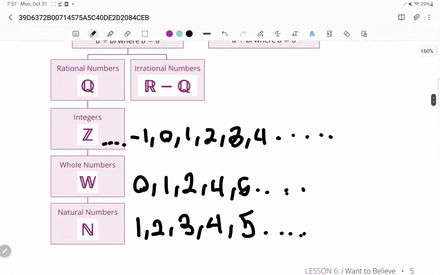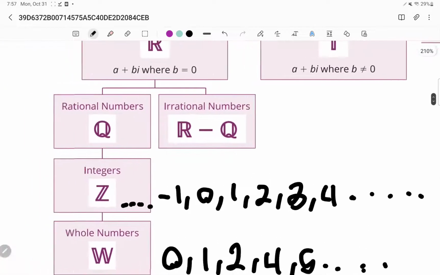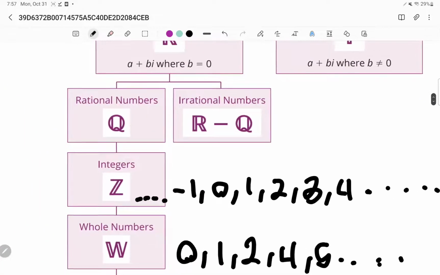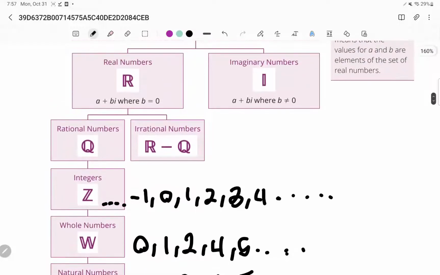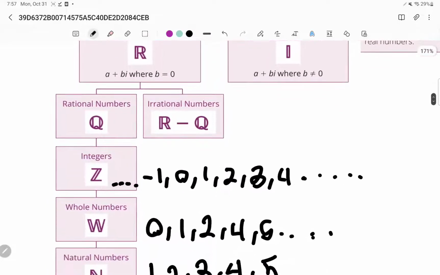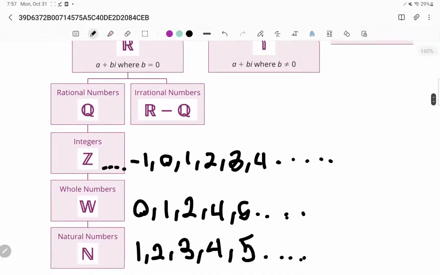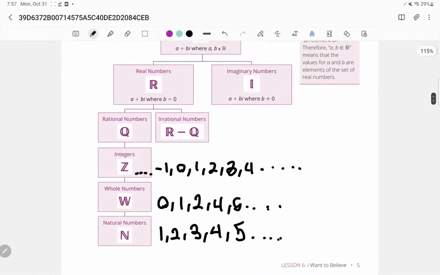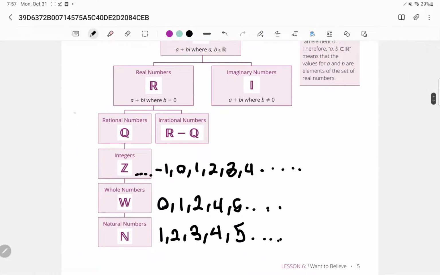Now rational numbers and irrational numbers are going to be slightly different. Rational numbers are going to be very unique. When it comes to rational numbers, you're either going to have a fraction like 1/2, or you're going to have a decimal. Those are 2 different types of rational numbers.